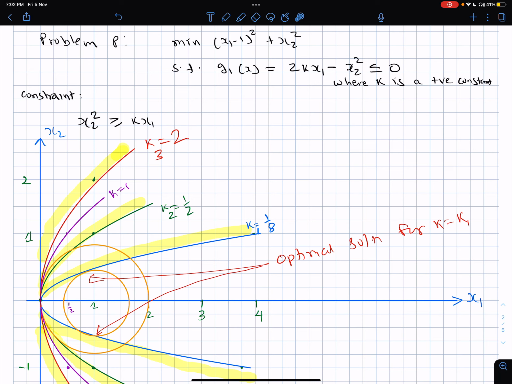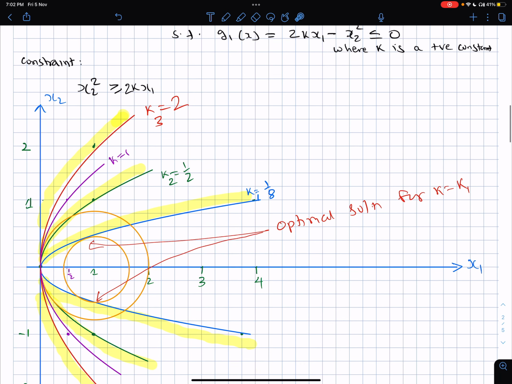So we can draw and see. And there is only one constraint, which is g1 of x, which is an inequality constraint. Since now we are more focused in our discussion on the inequality, the equality we have already done. So g1 of x, which is 2k x1 minus x2 square, less than or equal to 0, where k is a positive constant. So this k is not 0, k is a positive constant. In other words, this can also be written as x2 square should be greater than or equal to 2k x1.